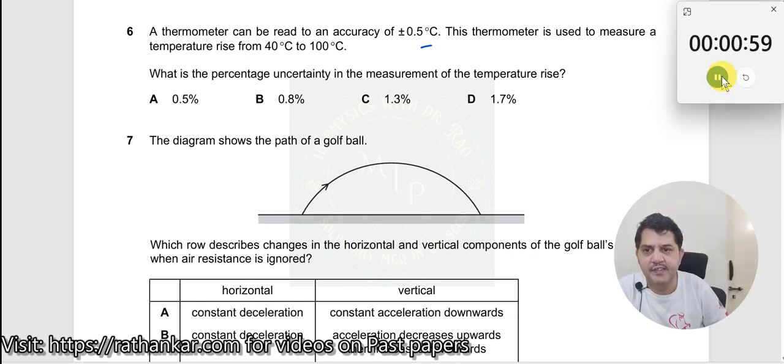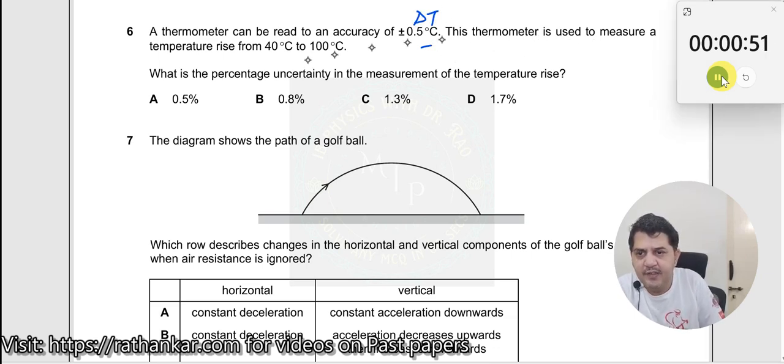Question number 6. A thermometer can read to an accuracy of 0.5 degrees centigrade. This thermometer is used to measure what is given here? Delta T is given. Measure a temperature rise of 40 degrees centigrade to 100 degrees centigrade. What is the percentage uncertainty in the measurement of the temperature rise? So, measurement of the temperature rise.